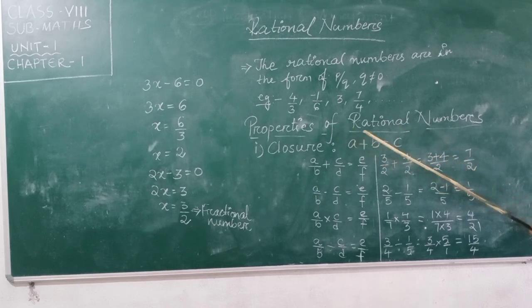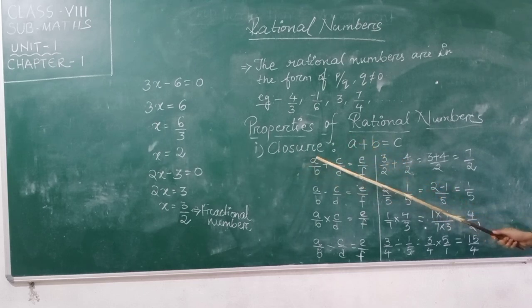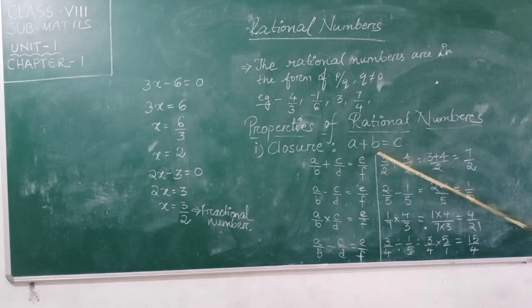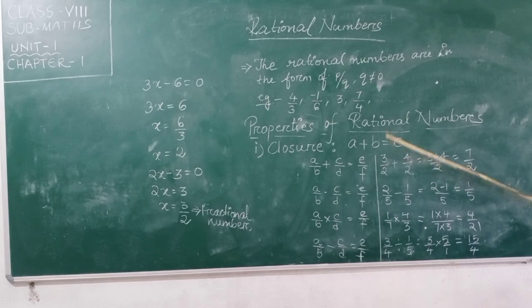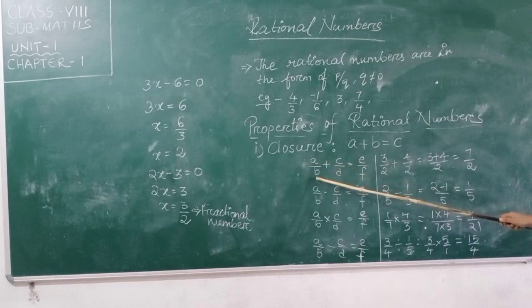In properties of rational numbers, we have 5 properties. Our first property is the closure property. In whole numbers, in earlier classes you have learned the closure property: if we add any two whole numbers, we get again a whole number. Like that in the case of rational numbers, if we add any two rational numbers, we get again a rational number. It is similar to whole numbers, but the difference here is the numbers are in the form of p by q.